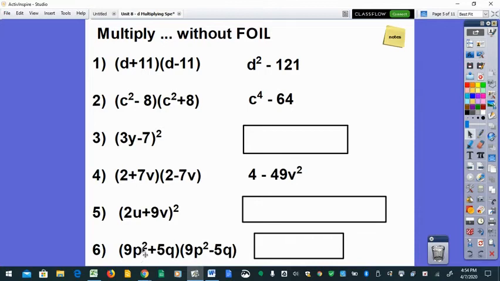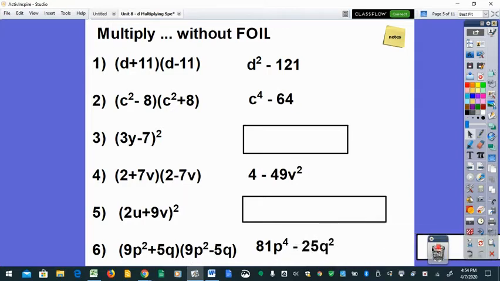So 9p squared times itself would give me 81p to the fourth, and that would be my first term. 5q times 5q would give me 25q squared. And because they're off by a sign, there won't be an OI, there won't be a middle term. And these are called the difference of two squares. The difference, and you've got two things being squared.